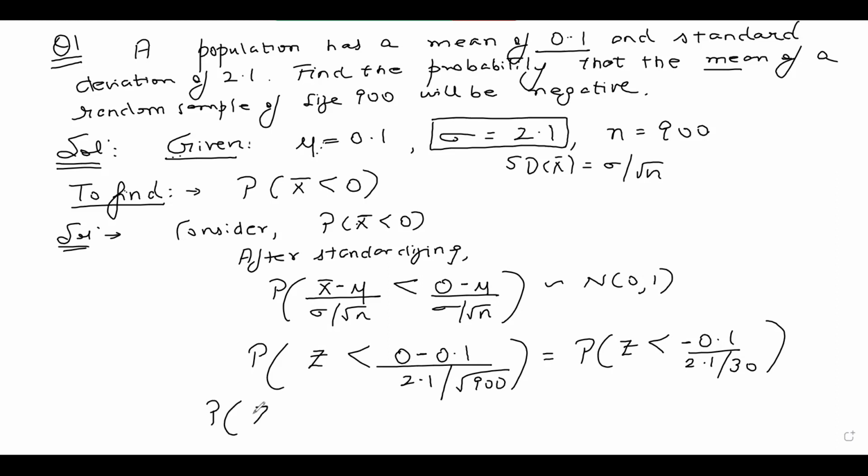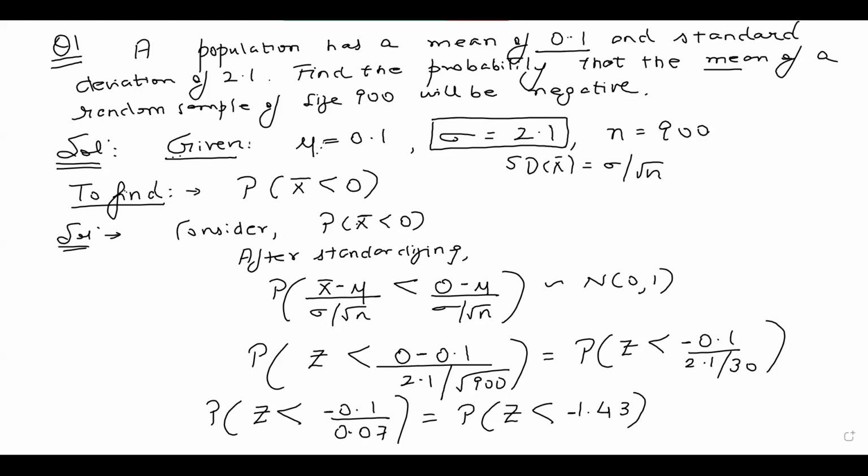So this will be the probability of z less than, if I quickly use a calculator, students are allowed to use a calculator by the way. So if I quickly calculate, this is z less than negative 0.1 over 2.1 divided by 30, which comes out as 0.07, so the probability of z less than negative 0.1 divided by 0.07, which comes out as negative 1.43. So we need to find the probability of z taking a value less than negative 1.43.